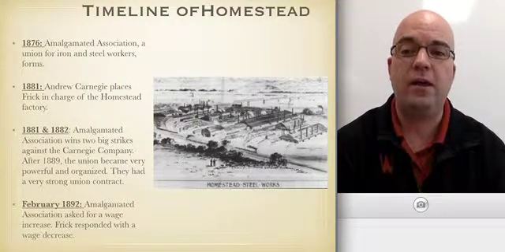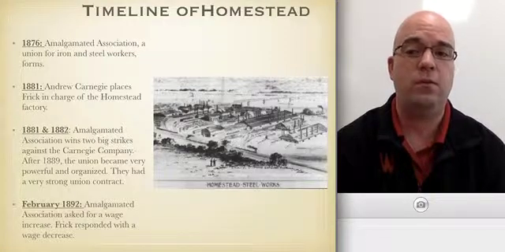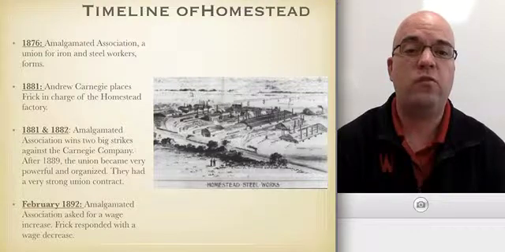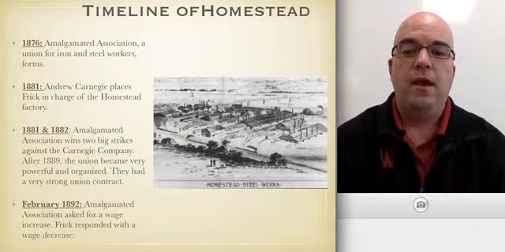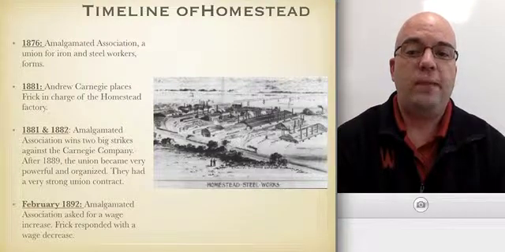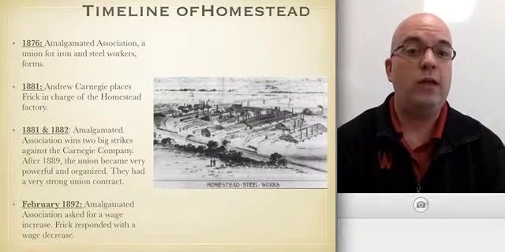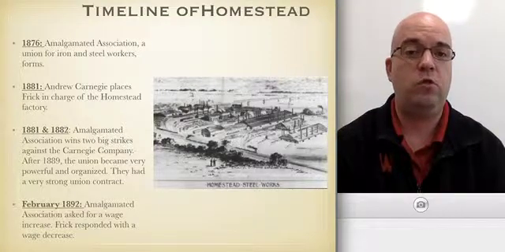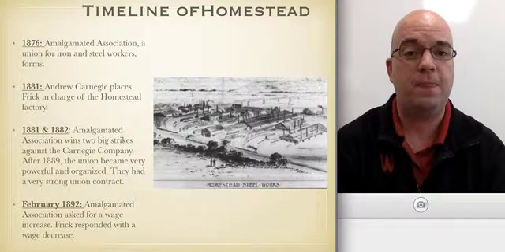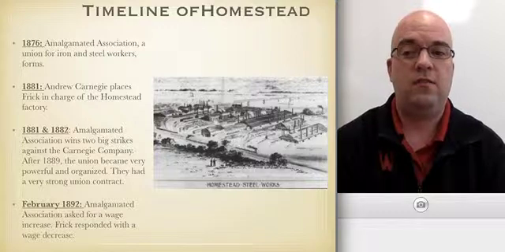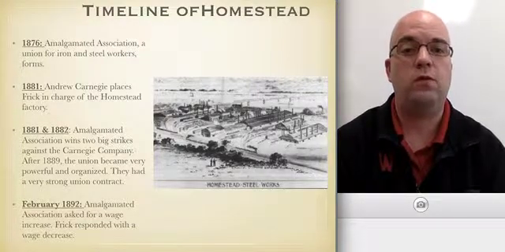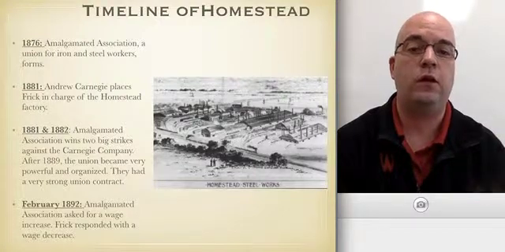After 1889, the union is pretty powerful. It's a pretty large organization there at Homestead, and has probably one of the strongest union contracts in the country. In February of 1892, the Amalgamated Association asks for a wage increase. That's part of that collective bargaining practice, right? Union representatives meet with Frick. They sit down, they discuss, and they say, here are some of our demands, one of which is to increase some of our workers' wages.